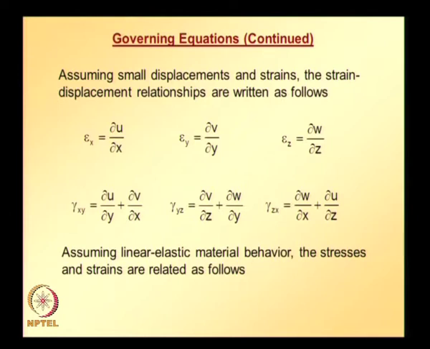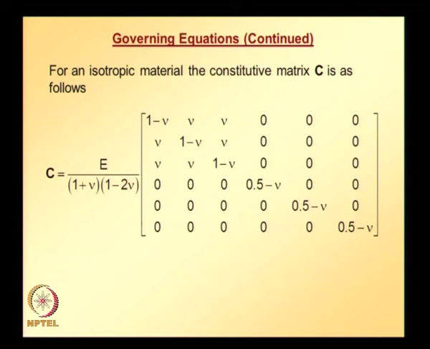and assuming linear elastic behavior, the stresses and strains are related through this equation sigma is equal to C times epsilon, where C is the constitutive matrix, which is going to be of dimension 6 by 6, since there are 6 stress components and 6 strain components. For isotropic linear elastic material, this constitutive matrix is given by this one, where E is Young's modulus, mu is Poisson's ratio. So, constitutive matrix requires 2 material parameters, Young's modulus and Poisson's ratio.